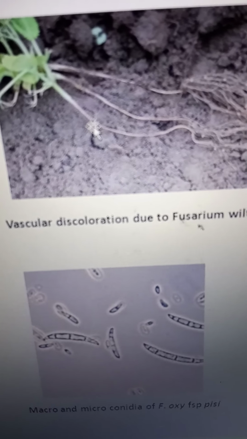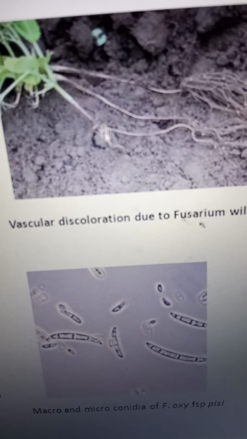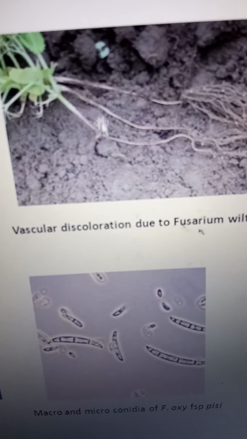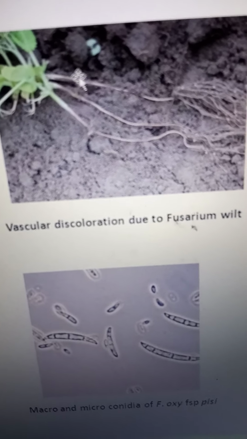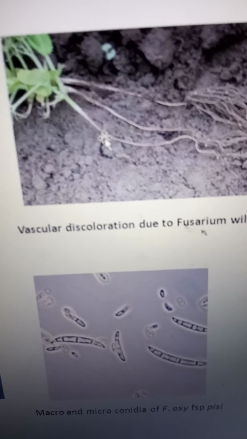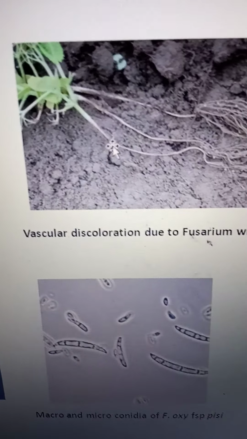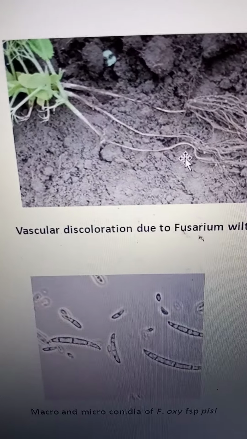This is the vascular discoloration in the vascular bundles areas. These are the portions which are dark brown in coloration. So when you cut a slice of this portion and observe under the microscope, you will find the blocking of the xylem tissues by the pathogen.